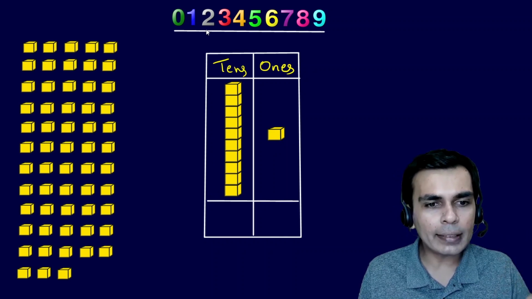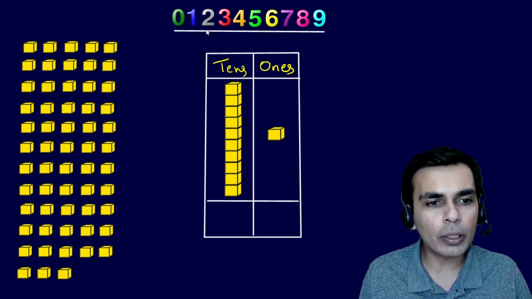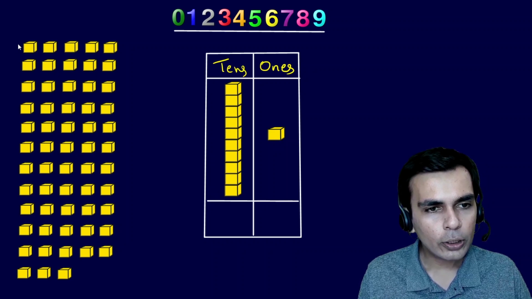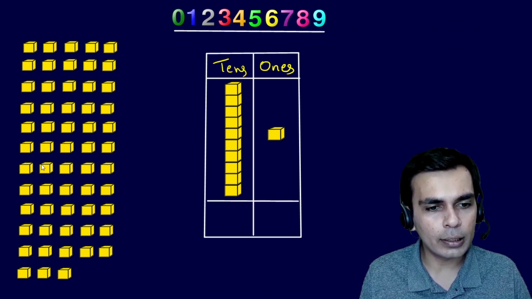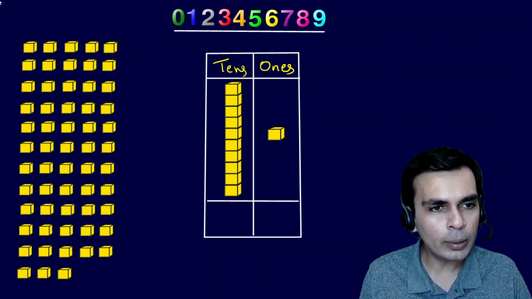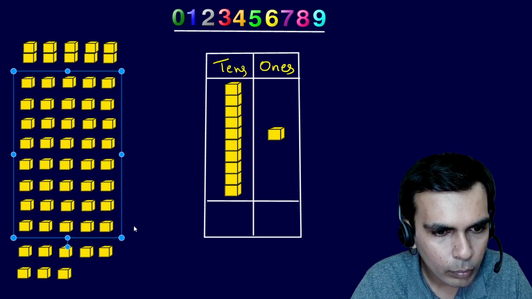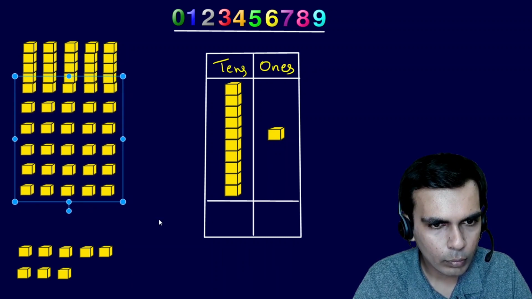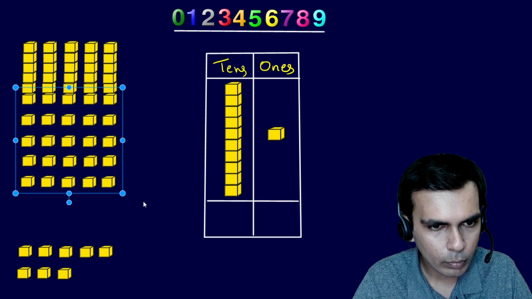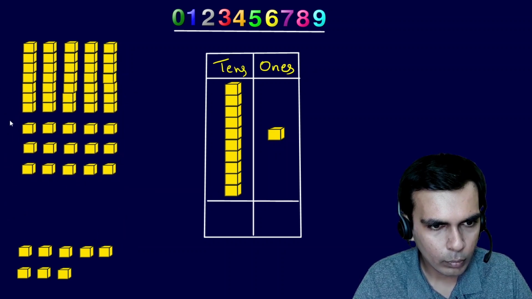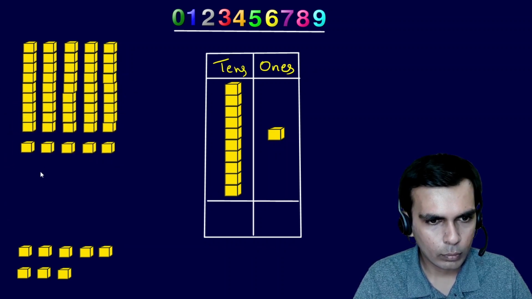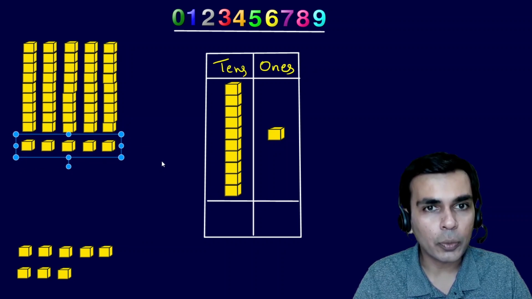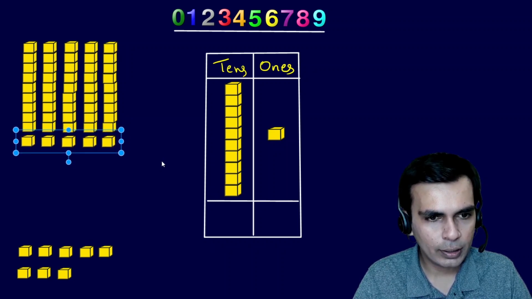So let's quickly take an example and see how we would count. Let's start with the tens. First, let's see how many tens fit into these blocks here. And finally, the last one, which is the 10th one.